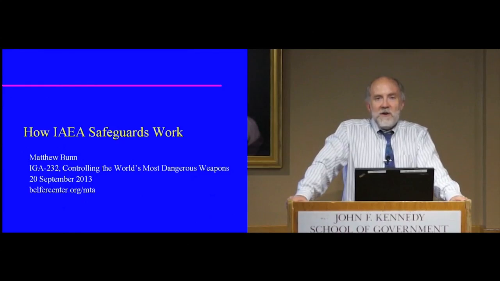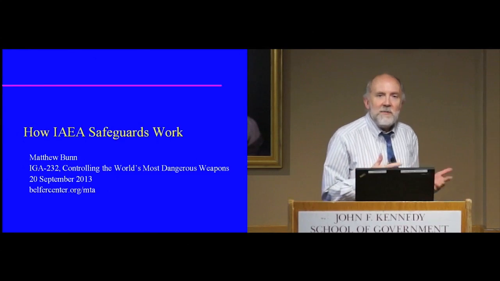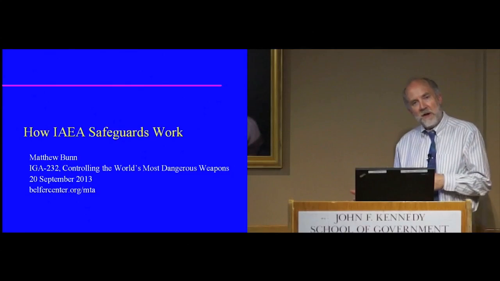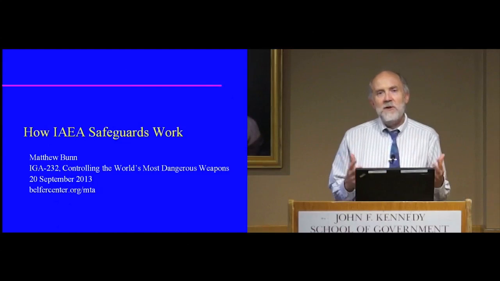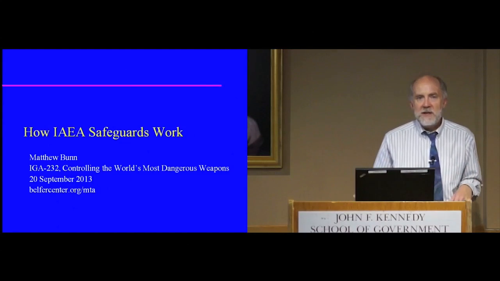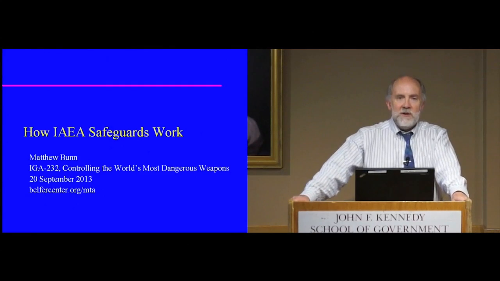Today we're going to talk about how International Atomic Energy Agency safeguards work. A lot of this is going to be about the technical specifics of how these things work. But before starting that, let me tell you a little bit about the agency itself. It was created in the 1950s after President Eisenhower's Atoms for Peace speech.